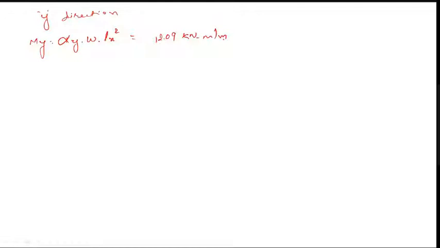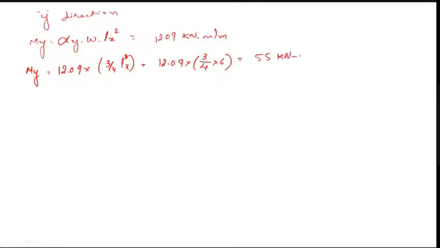Now what I need is the moment of the middle strip. My equals 12.09 multiplied by 3/4, initially I have said, Lx value is 6. So the moment in the middle strip, how much will we get? We get 55 kilonewton meter. Then after that, what we have done? We got moment. Next we have to determine the eccentricity. It is given by slab depth by 2 minus cover minus 6.